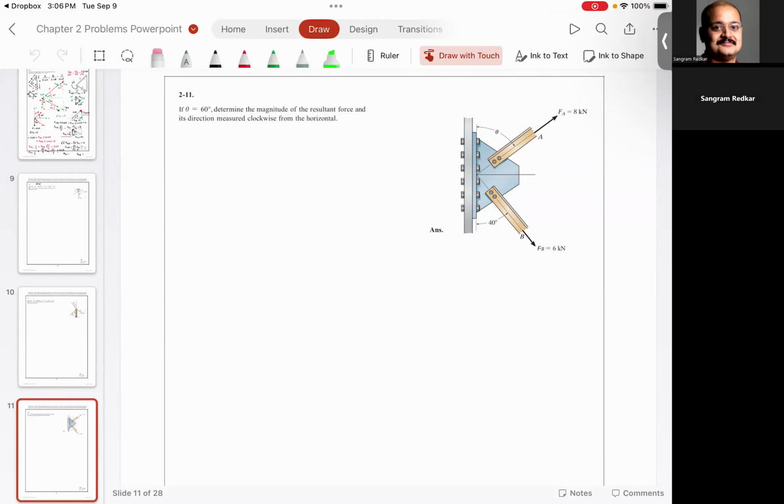So in this problem, we have to find out the magnitude of the resultant force and its direction, which is measured clockwise from the horizontal. So please understand, first and foremost, we have to identify the coordinate system. This is your X, this is your Y, and you have two forces, FA and FS. This angle is 60 degrees.